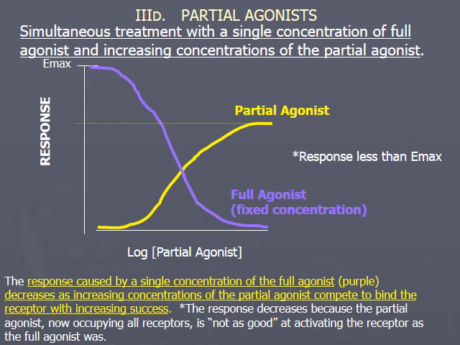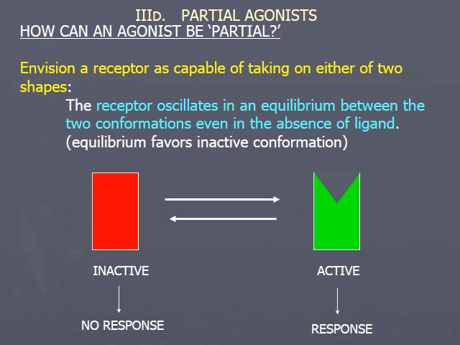Okay, so a partial agonist is going to give you a response that's less than the Emax. So then the question is, how can you even have a partial agonist? Because if the binding is the same, how can this be? And so the first answer is, we don't know. That's the answer. The answer is we don't know. But the second answer is, there's a theory that's been put forward that seems to have some credence.